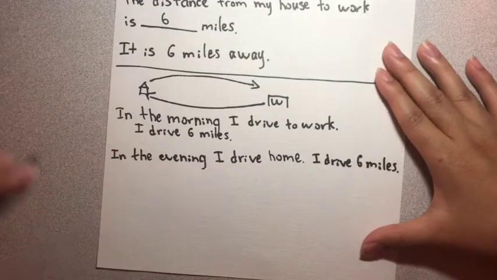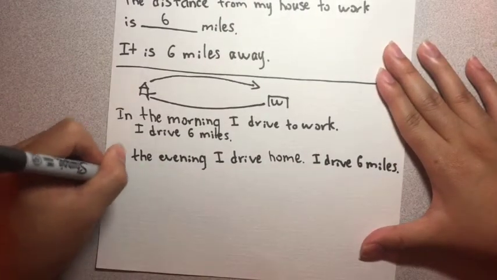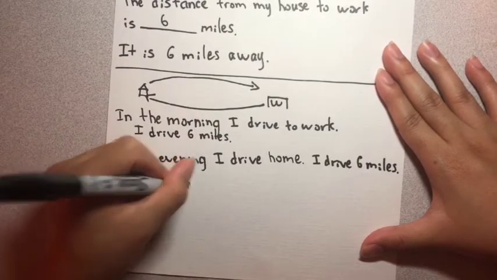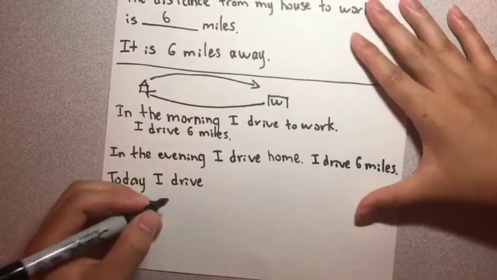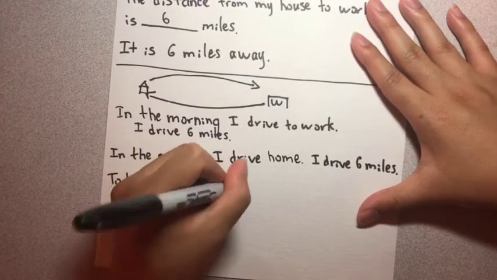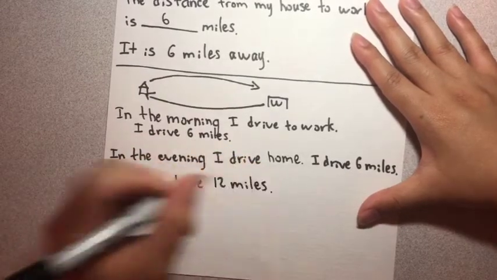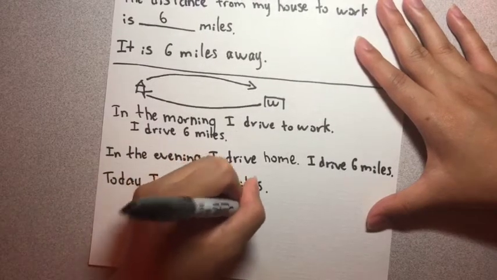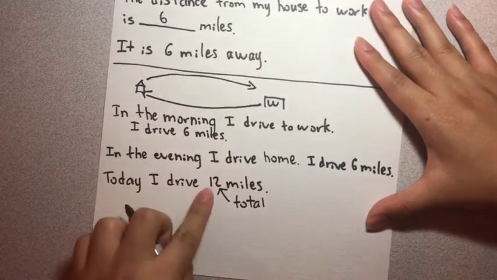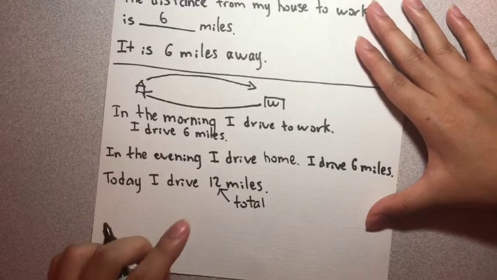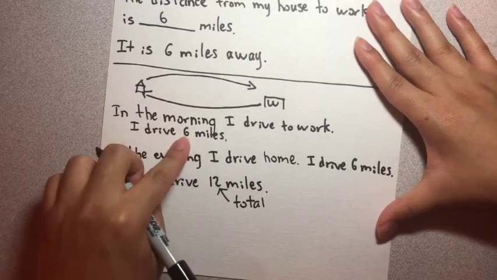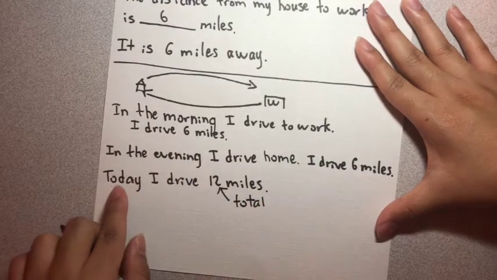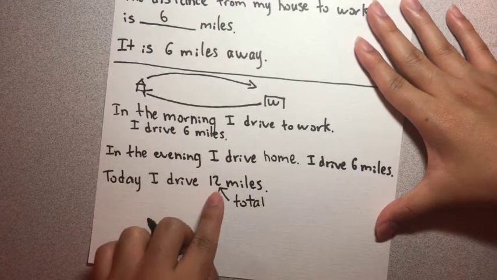Today, I drive 12 miles. This number is the total. This is the total number of miles I drive today, because in the morning I drive 6 miles, and in the evening I drive 6 miles home.